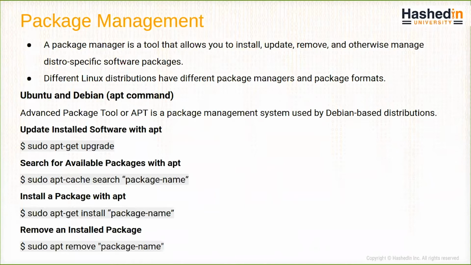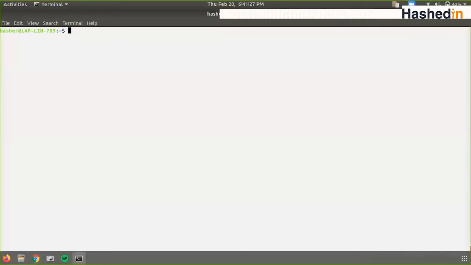APT is a package manager used by Debian-based distributions. I'll be going through the practical aspects of how each package is installed, upgraded or updated, or removed. So let's get started. First of all, to update already installed software with APT, we use upgrade: sudo apt-get upgrade. It is used to upgrade the installed packages to their latest version. So I'll just type this command, sudo apt-get upgrade.